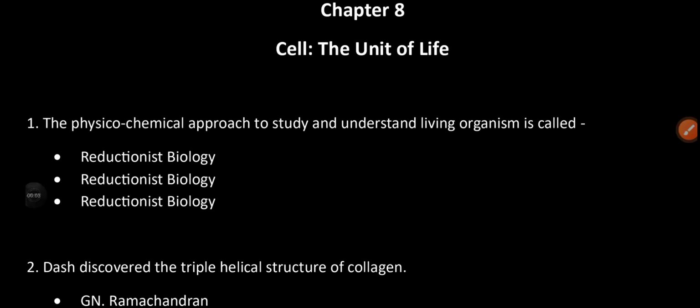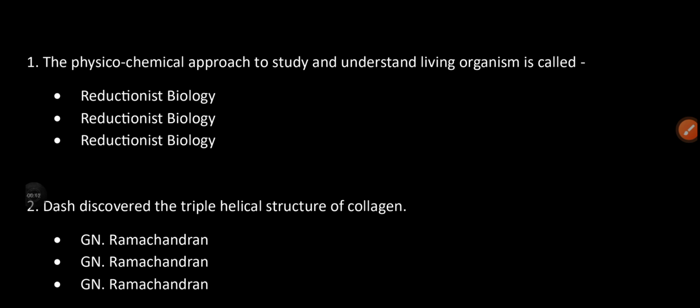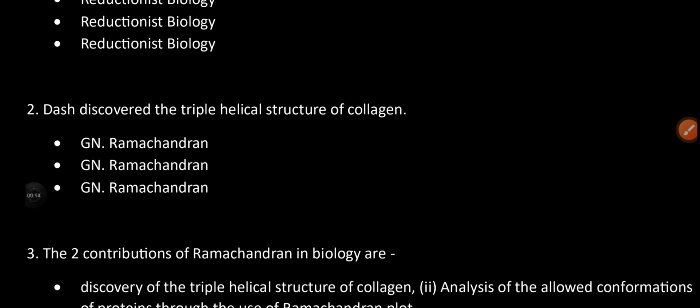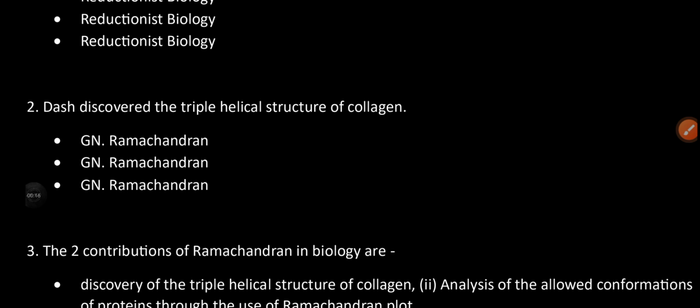Chapter 8: Cell, the Unit of Life. The physicochemical approach to study and understand living organisms is called reductionist biology. Dash discovered the triple helical structure of collagen.